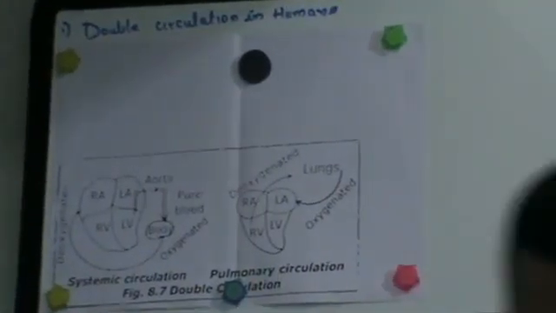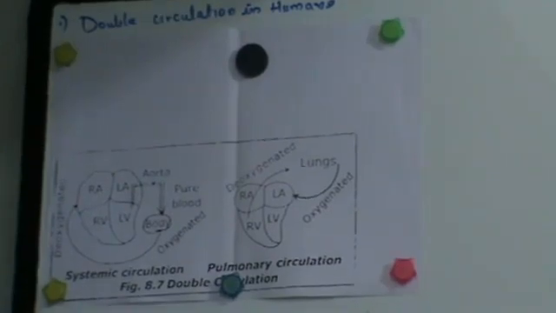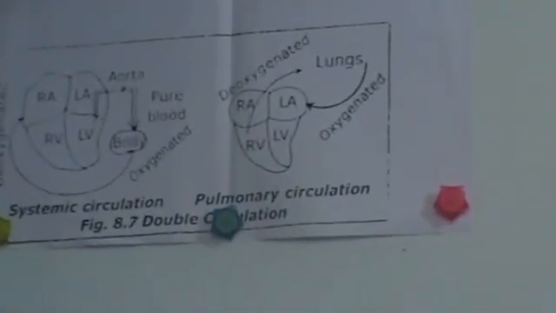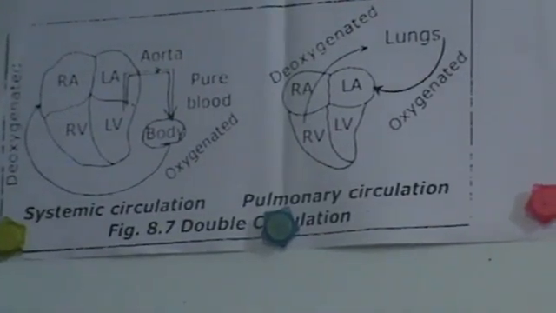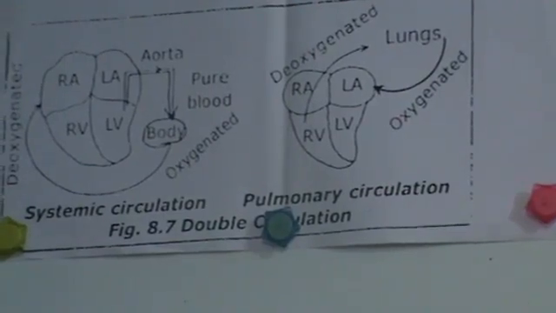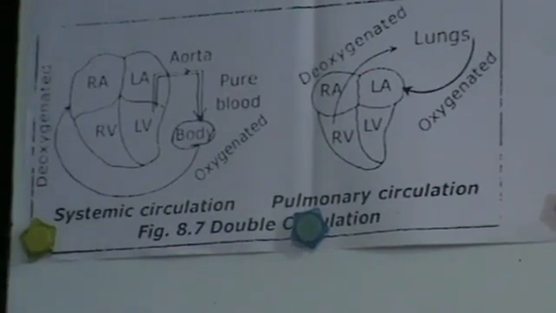Now this is what we call the double circulatory system. In the double circulatory system, as you can see, you have circulation of blood in two circuits. One is called the systemic circuit and the other is called the pulmonary circuit. Why do we need to have two circuits? So as to prevent the mixing of oxygenated and deoxygenated blood in the heart.